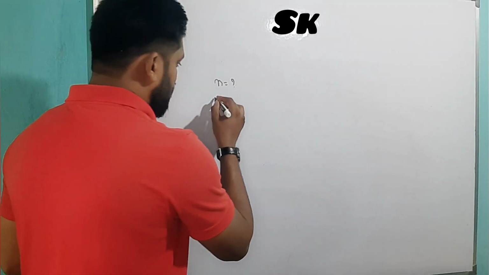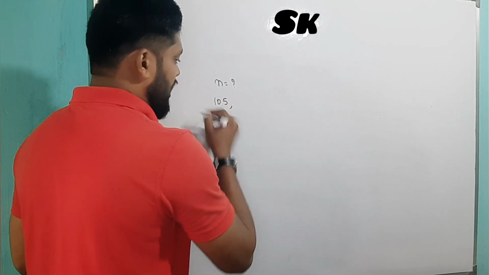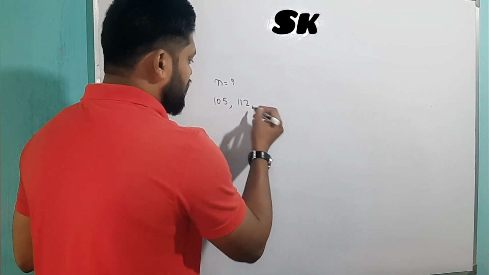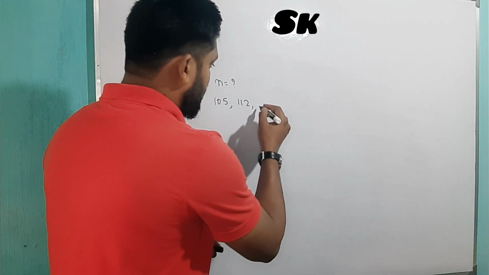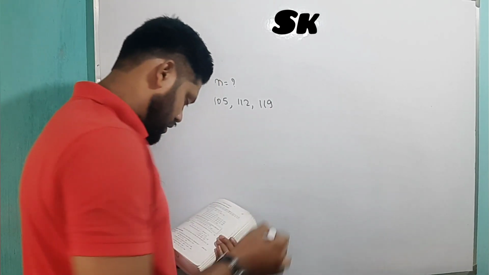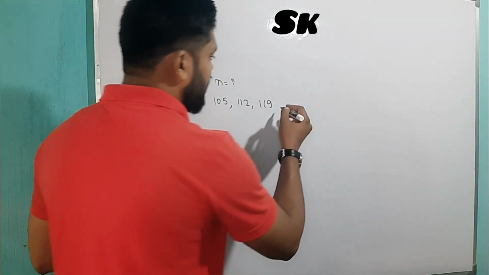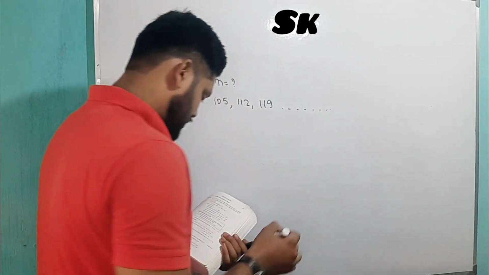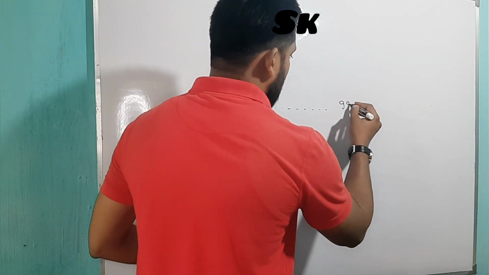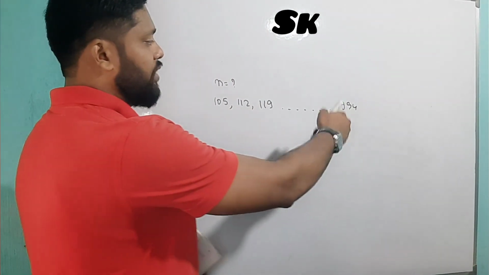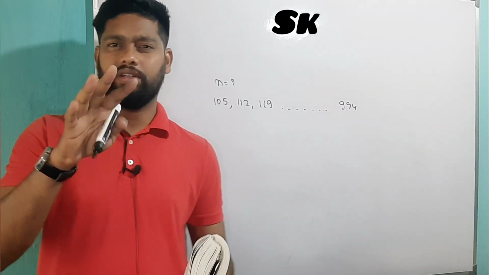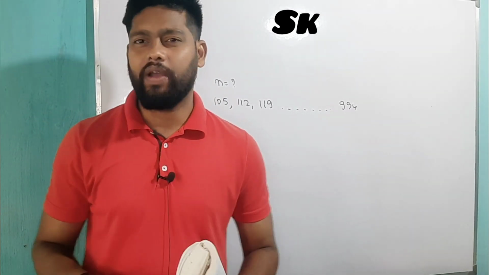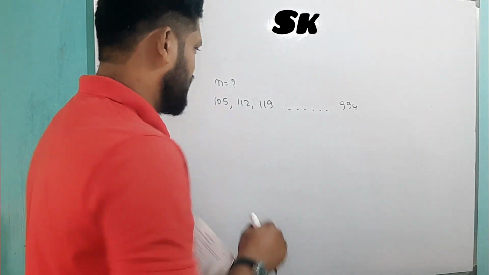The first number is 105. How to get the second number? Add 7 to this, 112. The next number will be 119, and so on up to the 3-digit numbers. So the last number will be 994. This is also divisible by 7. After that it is divisible, but it will be a 4-digit number. The question says you have to find the 3-digit numbers. Okay, so these are the numbers.